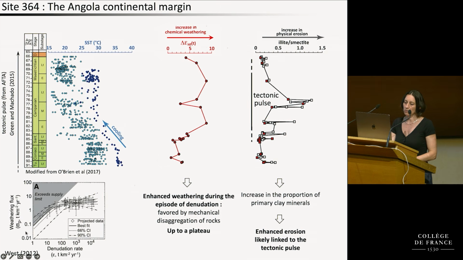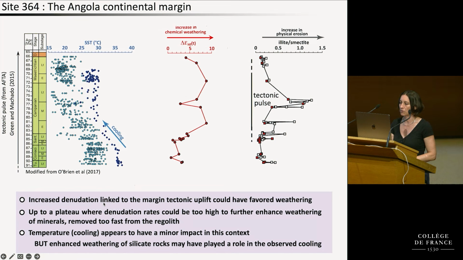So this is quite coherent with what we know from modern environments, where at high denudation rates we can reach a plateau, and a further increase in denudation rates could not further increase the weathering fluxes. So what we can see here is that increased denudation, linked probably to the margin tectonic uplift, could have favored weathering up to a plateau where denudation rates could be too high to further enhance weathering, with minerals removed too fast from the regolith.